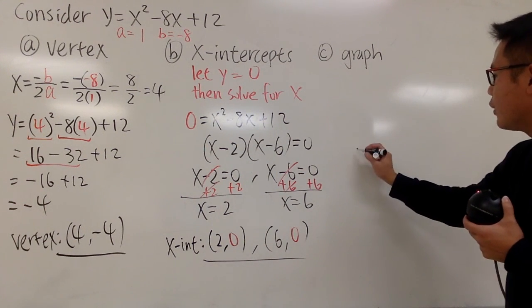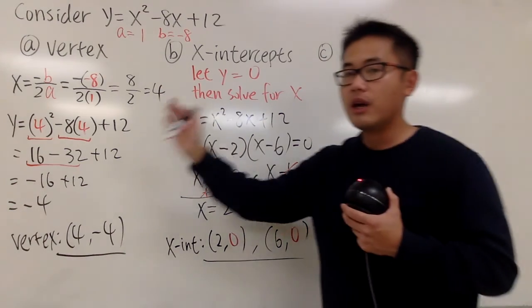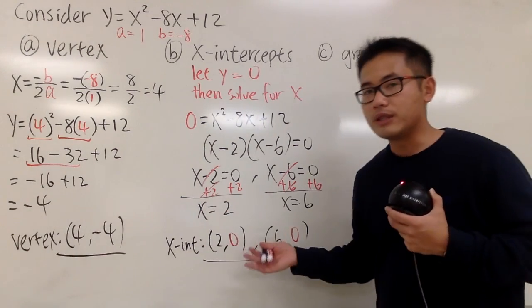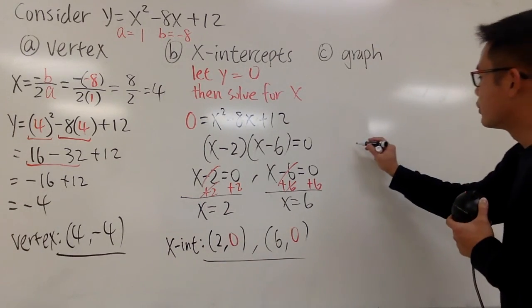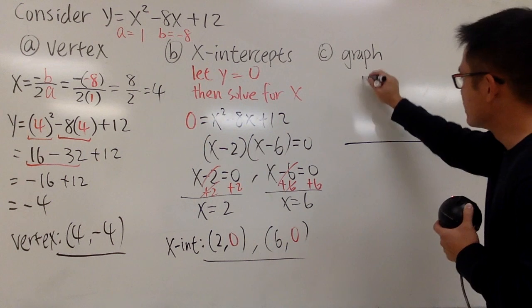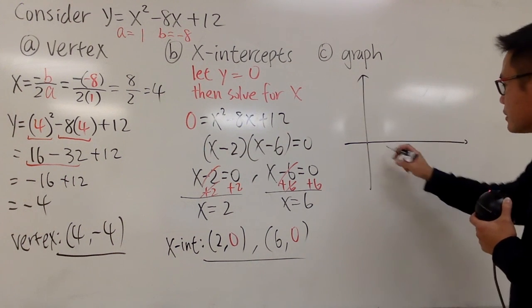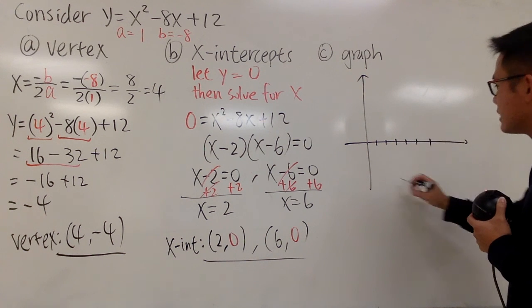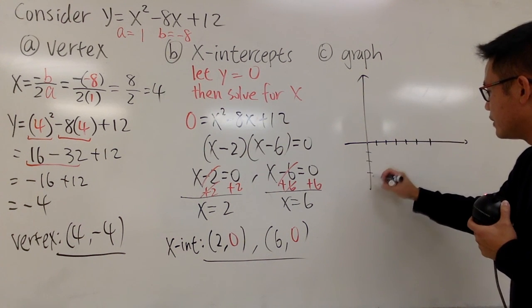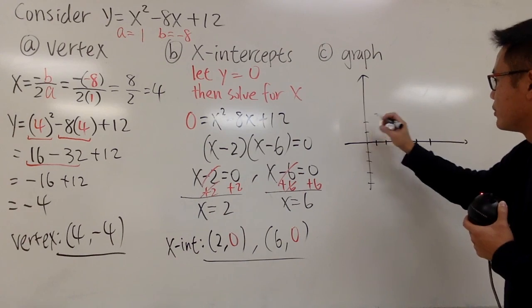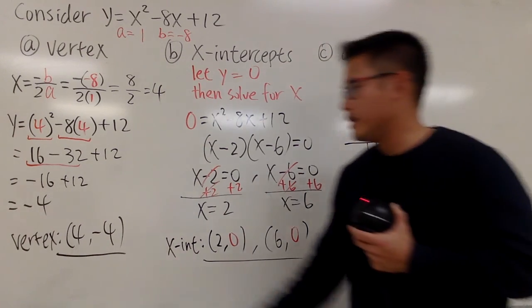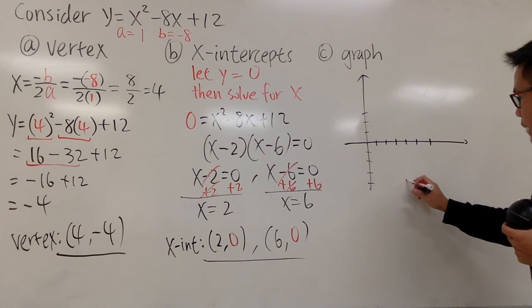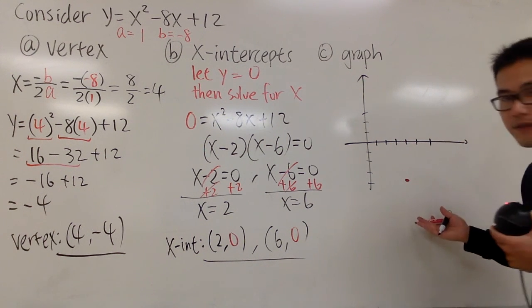Lastly, to do the graph, all we have to do now is just use the vertex and also the x-intercepts. When we have these 3 points, we have enough information to graph the parabola. So now let's see it. Let me just make the marks right here. Let's say 1, 2, 3, 4, 5, 6, and then go down 1, 2, 3, 4, and let's go up a little bit as well. Anyway, (4, negative 4). 4 is right here, and then negative 4 is right here, so I will just put a dot here. This is the vertex.